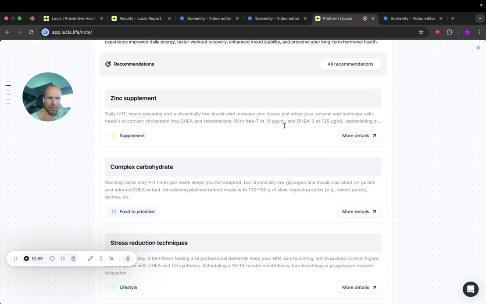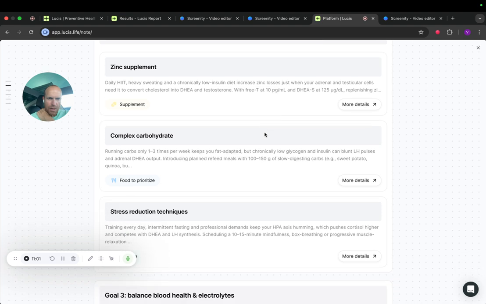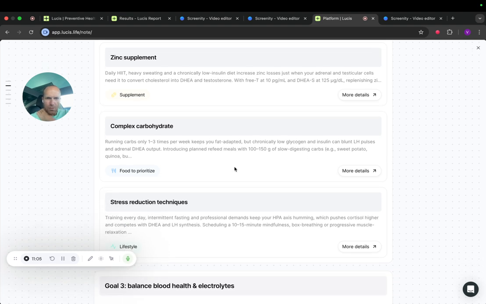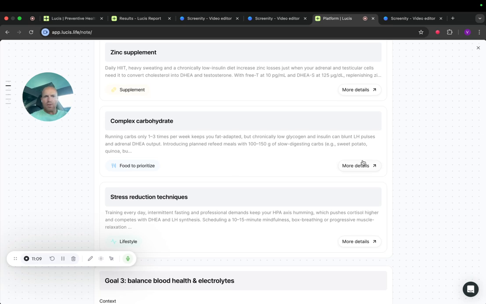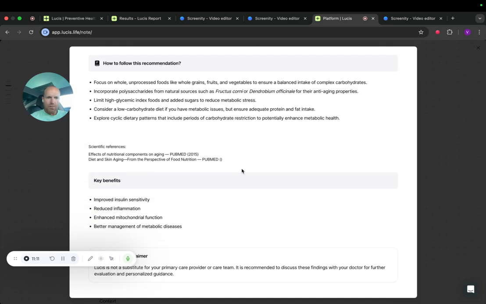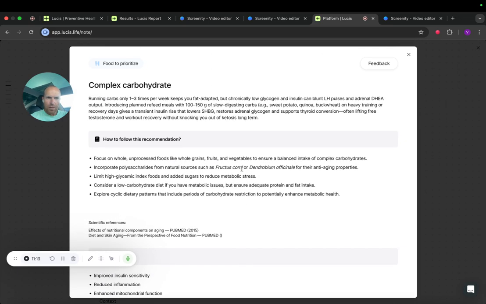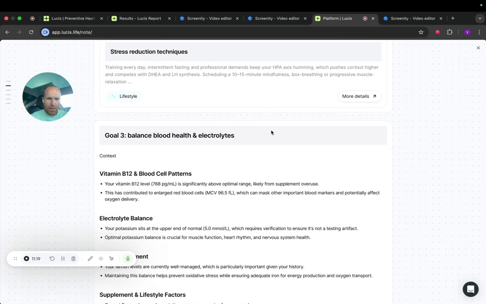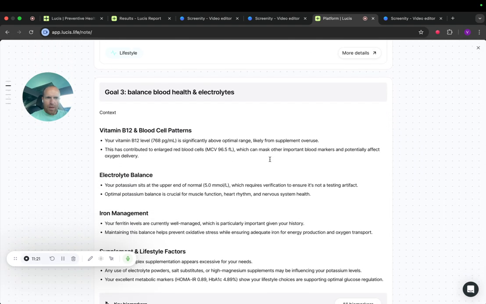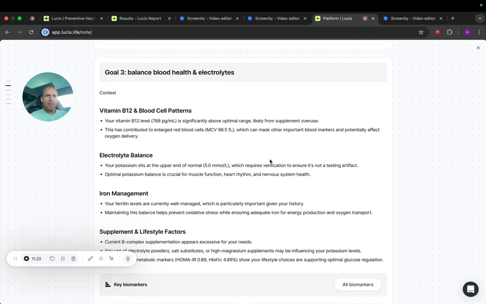So my recommendations: zinc, which I do actually take. It's recommending a little bit more in the way of slow digesting carbs, so I can see more details on this because it runs out of space a little bit. That's no problem. Stress reduction techniques. And then goal 3, balancing blood health and electrolytes.